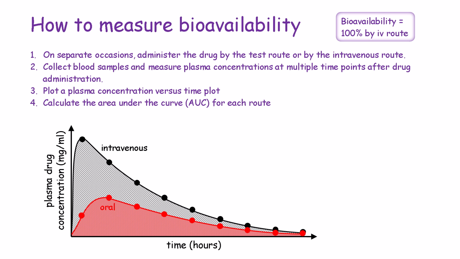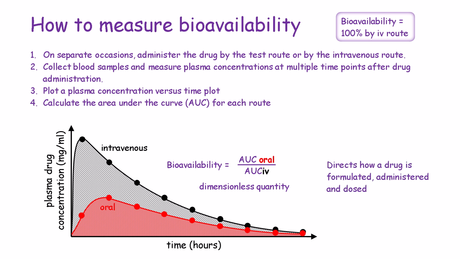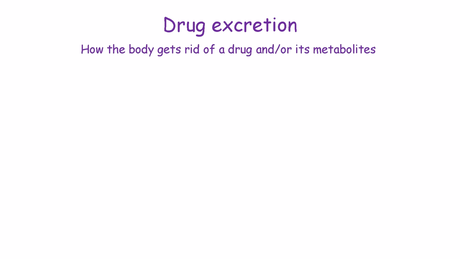Bioavailability is then calculated as the area under the curve for the oral route divided by the area under the curve for intravenous drug. The result is a dimensionless ratio. Knowing the bioavailability of a drug is important because it directs how it is formulated, administered, and dosed. The final stage of a drug's journey through the body is its excretion. The most common route for drug excretion is via the kidneys and urine.